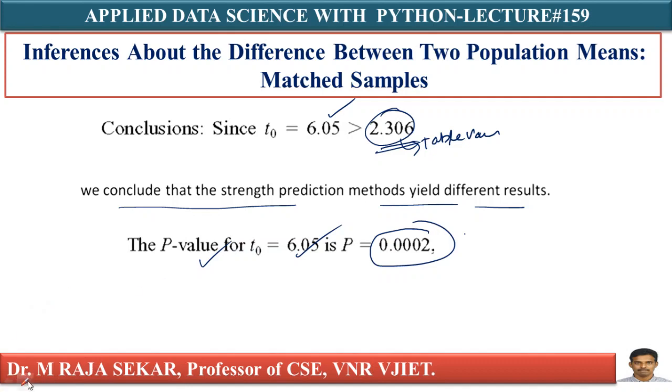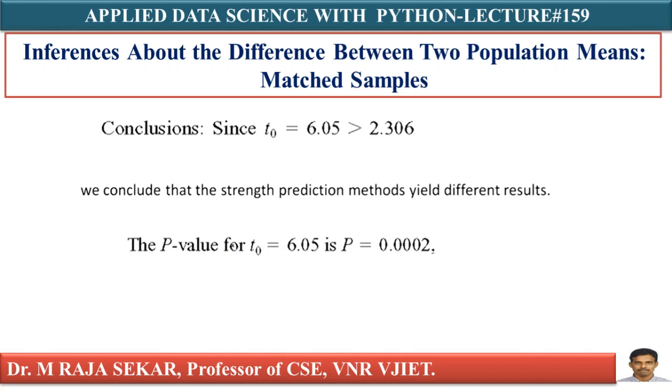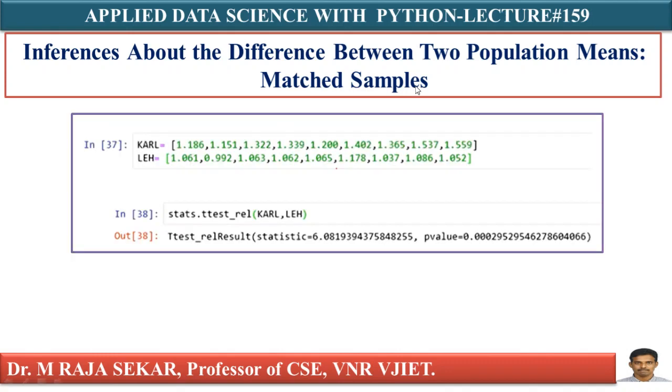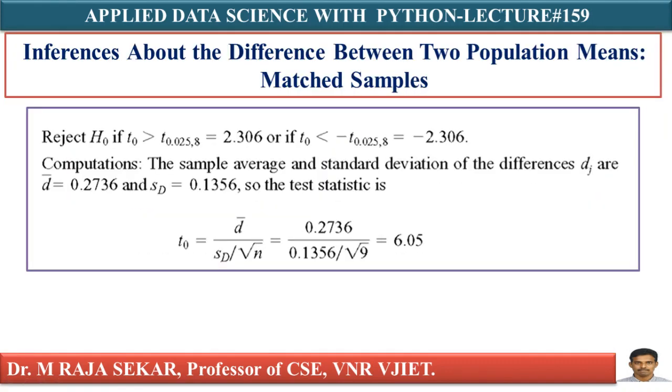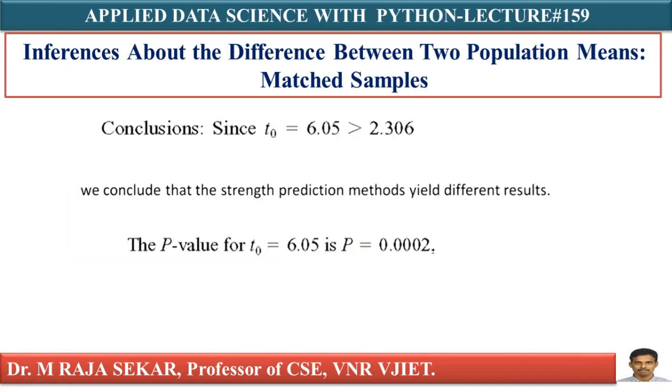Let me erase first. Yes, I can say 6.05 is far away. We have to reject the null hypothesis. How can I show it? Let me take one simple example. If you plot this on a t distribution curve, what happens?